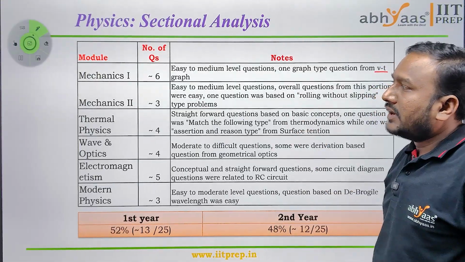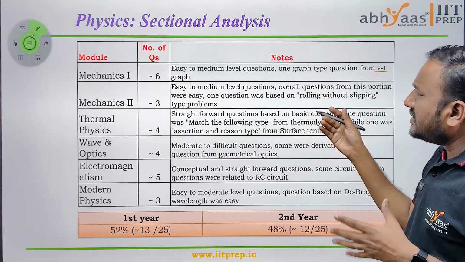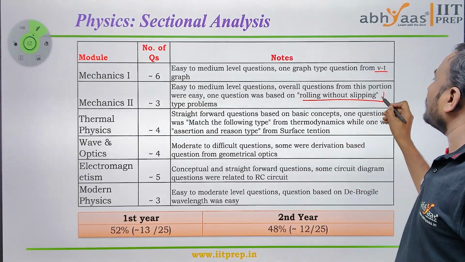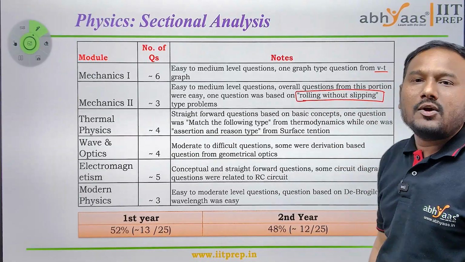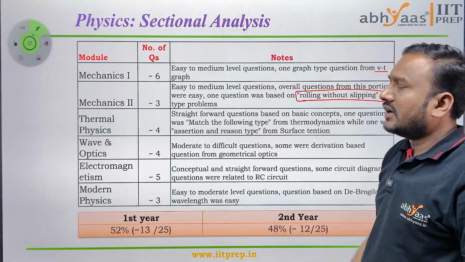And in Mechanics 2 we have seen 3 questions, which are easy to medium level only, and here we have observed rolling without slipping. This type of question we have observed in Mechanics 3, which is a little bit difficult problem.